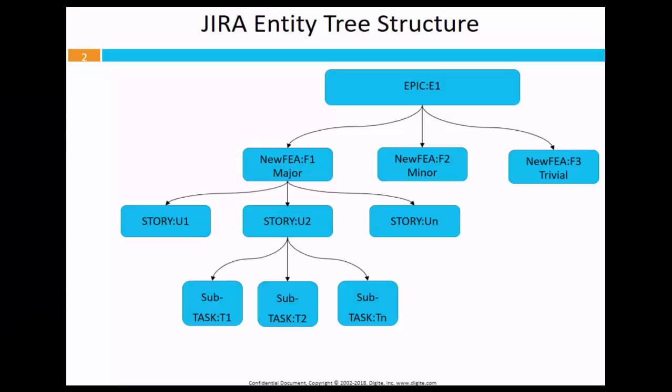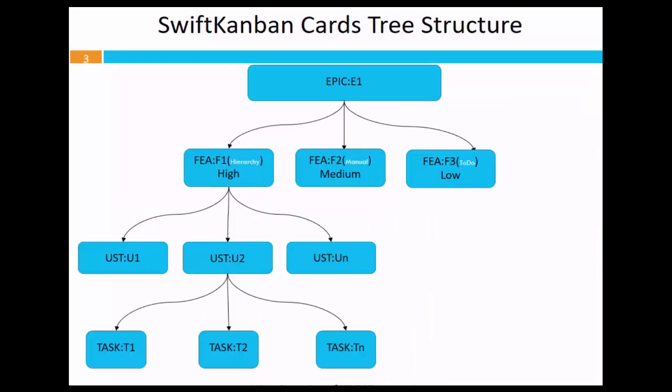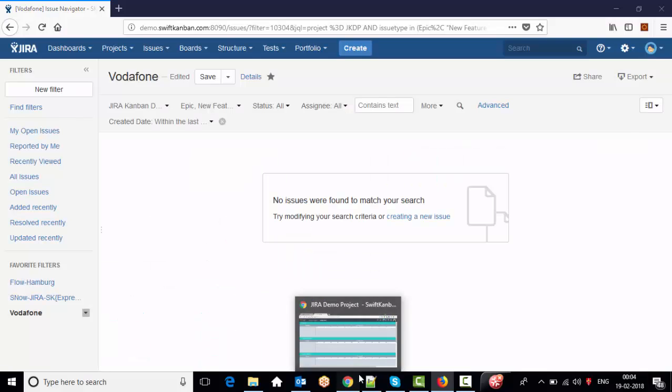The following screen displays 4 levels of hierarchy in JIRA, where epics are at the top, followed by features, user stories, and subtasks at the lowest level. A similar hierarchy is exhibited between cards on a Swift Kanban board.